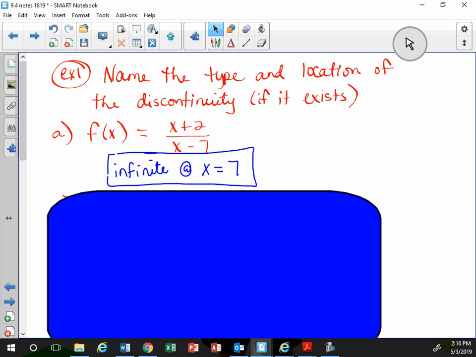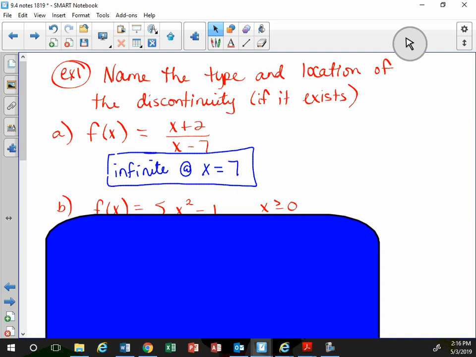Will the hole have a factor on top? You'd have to cancel out the x minus 7 to get a hole.